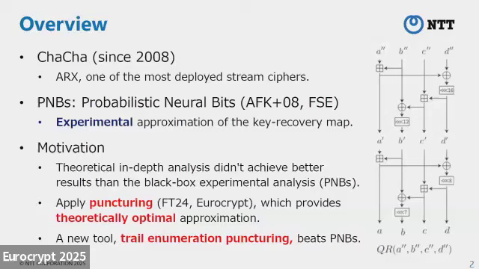So here we have motivation. Usually, for example, if you attack AES, we exploit the round function of AES, and we always analyze inside of the structure. But in PNB, it's a black box analysis. So it means that theoretical in-depth analysis by cryptographers didn't achieve better results than black box experimental analysis. But I can't accept this situation, so I want to analyze this construction theoretically.